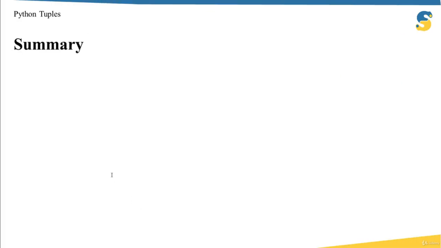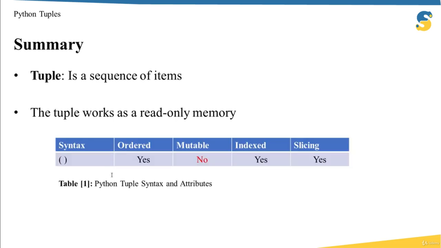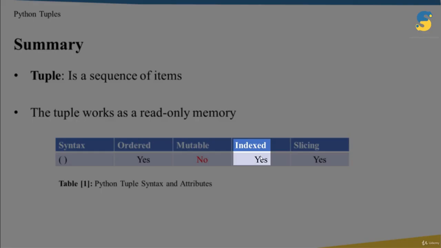Now let's recap what we have learned in this lecture. First of all, I have defined a tuple and we see it's a sequence of items, and the item could be of any type available in Python, like number, string, and so on. We see that the tuple works as a read-only memory because tuple is immutable. We see that if we want to create a tuple, we have to use parentheses. Tuple is an ordered data structure, it's immutable, it's an indexed data structure, and it supports slicing.